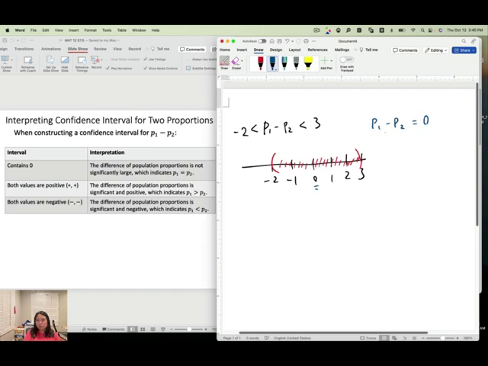And then I have this equation. When I do the math here, P1 will be equal to P2. That means the population proportions are still the same, they are equal to each other. So this is case 1. The interval contains 0, so the difference of population proportion is not significantly large, which indicates that P1 equals P2. This is the idea.